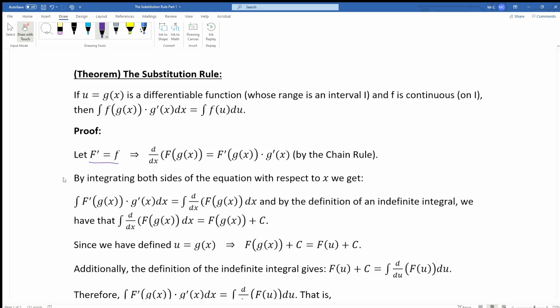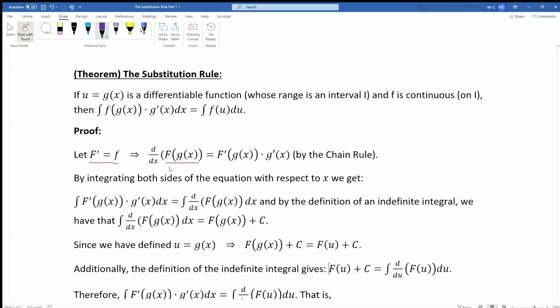So then if we look at the function cap F of g of x, this is the composition of that antiderivative of f with g of x, and we take its derivative, then the chain rule gives us the derivative of our outer function, F prime of g of x, times the derivative of our inner function, g prime of x.